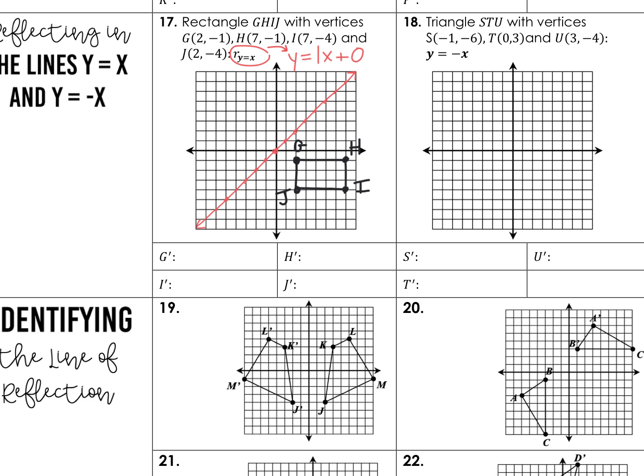Okay, and the reflections on this one are kind of tricky. So you can count, but you can't count like normally, okay? Because if I wanted to count, what I actually have to do is I'm saying G is 3 away, but it's 3 up, and because it's diagonal, I have to go 3 then over to the left. That would put G prime right here.